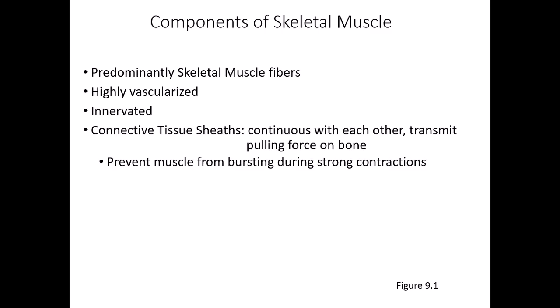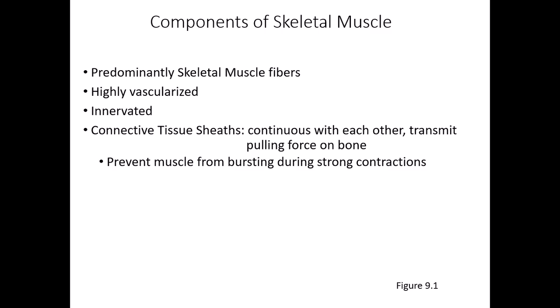But there are other connective tissue layers as well, connective tissue sheaths. Remember, a sheath is a covering. And these are continuous with each other, so they connect from one structural component to the next. And they're necessary for transmitting the pulling force all the way down to the bone. So where the muscle attaches to the bone, it will be connecting to the connective tissue layer of the muscle, to the connective tissue layer of the bone, which is of course the periosteum.